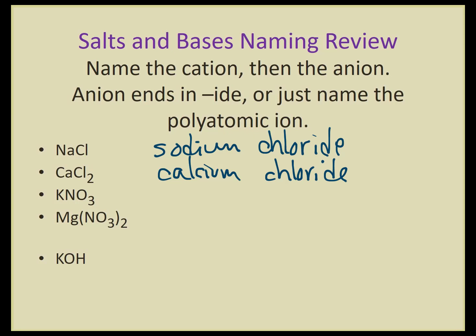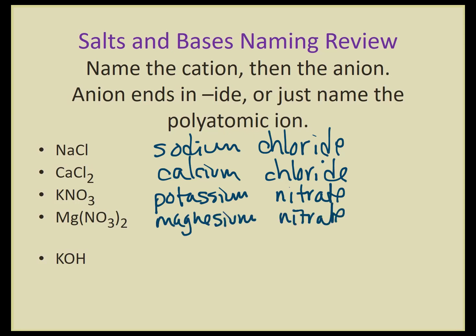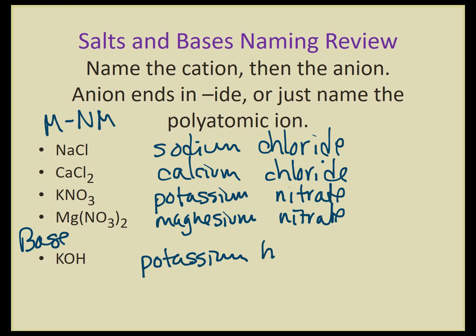On this next one, I can see I have a polyatomic ion, so I'm just going to name the polyatomic ion. So potassium nitrate. And the next one also has a polyatomic ion, magnesium nitrate. So those are our salts. Our salts have a metal and then a nonmetal. Now right here, here's our base because it has that hydroxide, and it's named the same way because the OH, the hydroxide, is a polyatomic ion. So this would be potassium hydroxide.